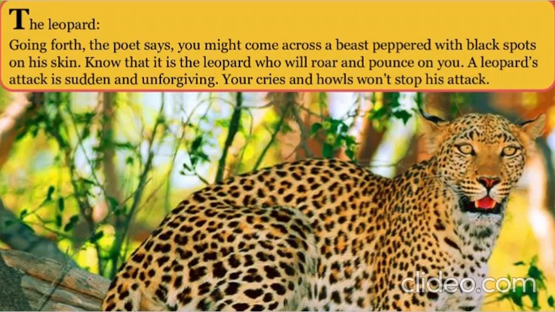When we talk about the leopard in the third stanza, the poet says that if you come across a beast who is peppered with blacks, or you see these blacks peppered all over the body, we have to identify he is the leopard who will roar and pounce on you, pounce as in jump on you. A leopard's attack is sudden and unforgiving. It won't say, let me go, I'm coming, it will immediately just jump. And your cries, your howling, nothing will stop his attack.